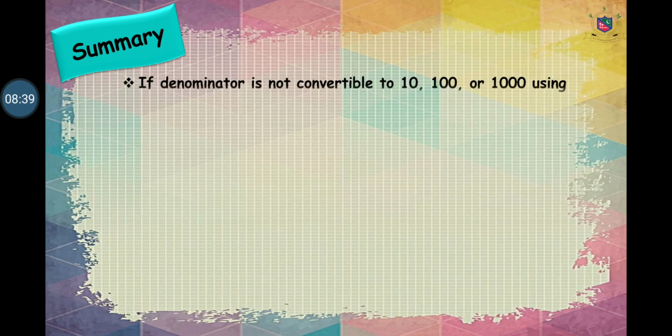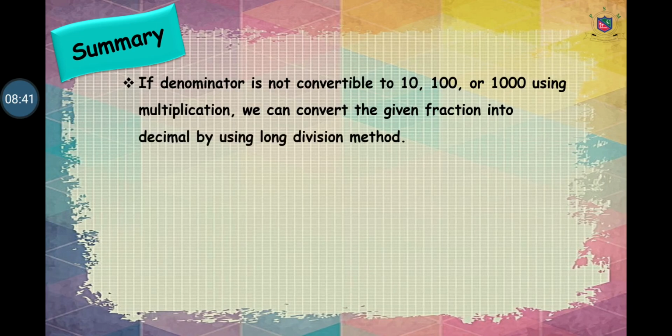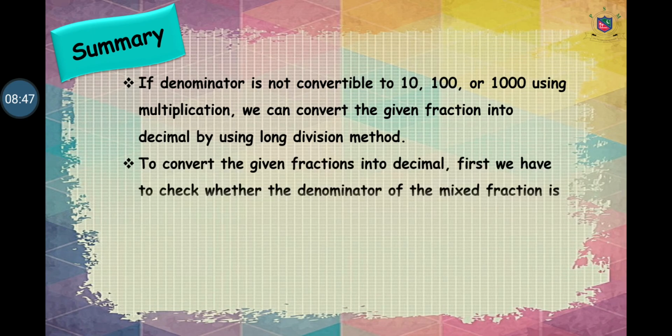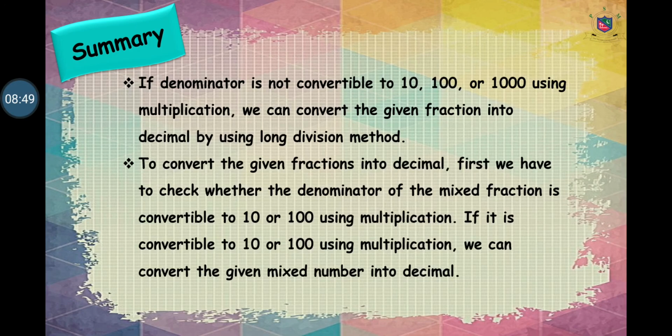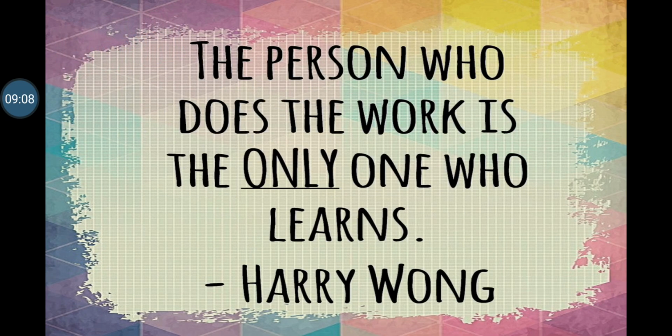Let's summarize our lesson. If the denominator is not convertible to 10, 100 or 1000, then we have to use the long division method. If we can convert the given fraction by multiplying with a number to get 10, 100 or 1000 in the denominator, then we can easily change that fraction or mixed number into a decimal. The person who does the work is the only one who learns. Yes, so now it's your turn to do the work.